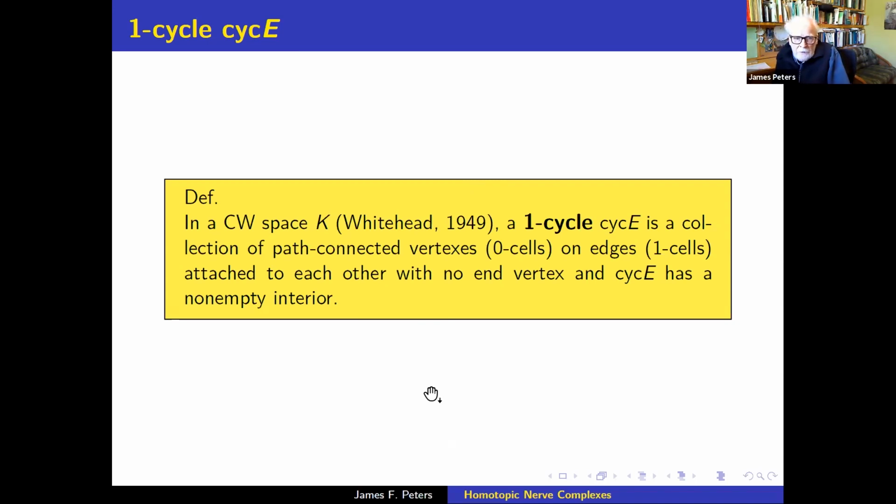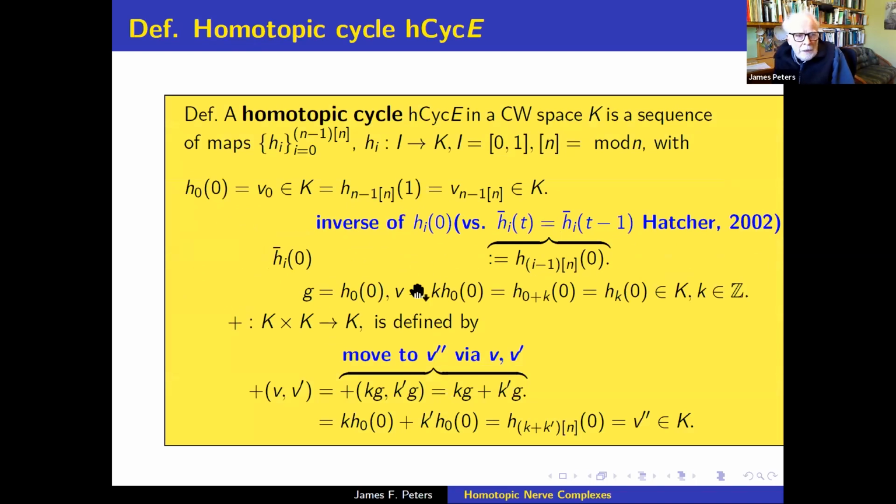They enunciated the conditions for a CW space without mentioning Hausdorff, but mentioning the two conditions for a CW space, namely containment and intersection, which I'm sure you are familiar with. Here is the definition for a homotopic cycle, which I pictured earlier.